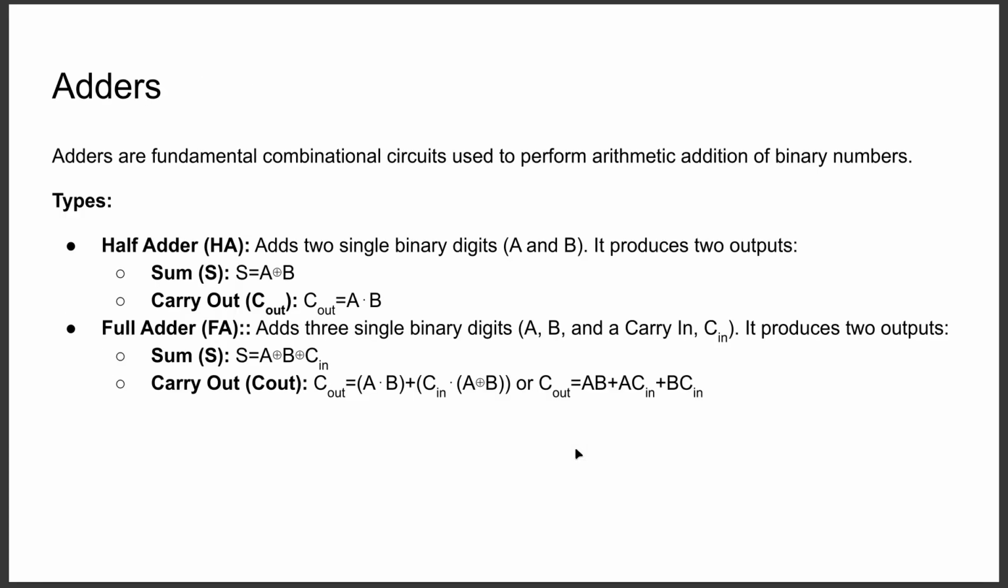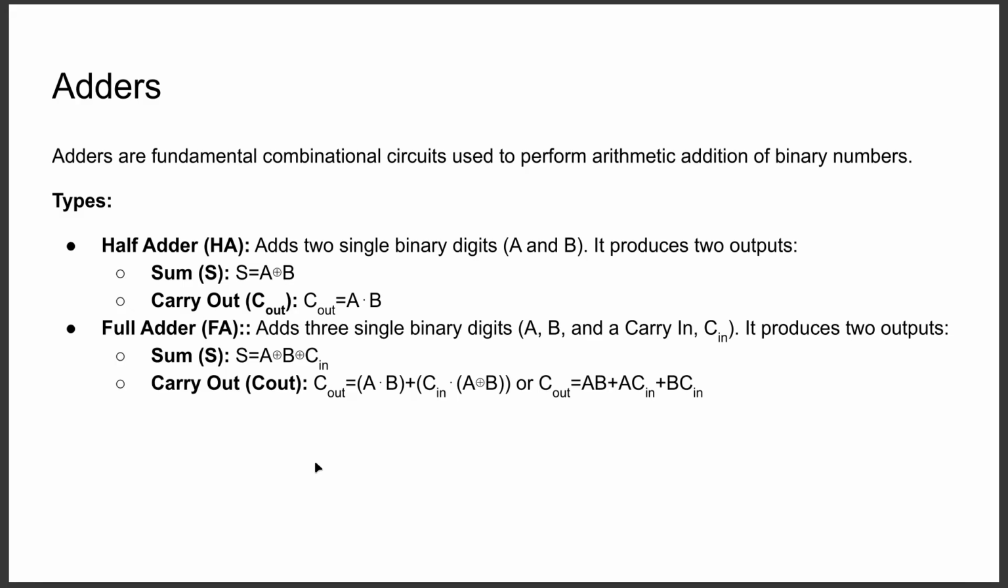Adders. Adders are fundamental combinational circuits used to perform arithmetic addition of binary numbers. So there are two types. A half adder adds two single binary digits and produces two outputs: a sum, which is A exclusive OR B, and a carry out, which is A and B.